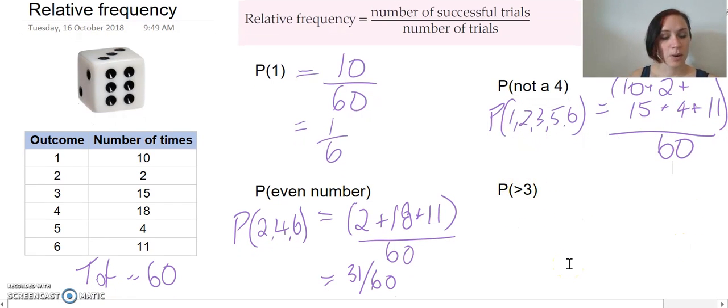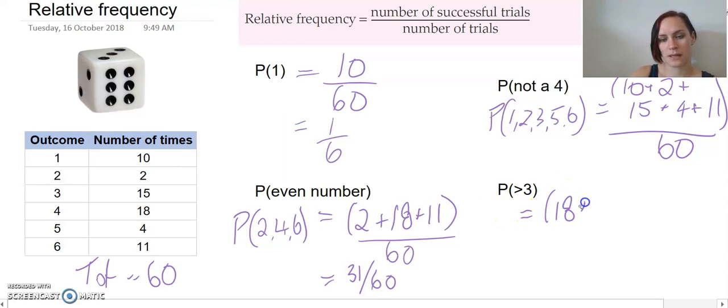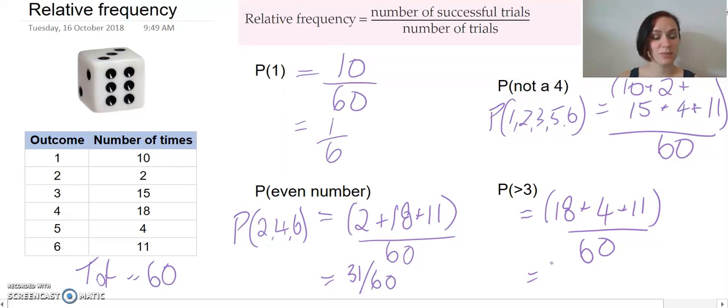And we're looking at now the probability of getting a number over 3. Remember, that does not include 3. Okay, 3 is not bigger than 3. So in this case, we'd have to identify all of the successful trials that fit that condition over 3. And we know that that would be the 4, the 5, and the 6. So they would be the ones we'd be adding together. So we're looking at 18 plus 4 plus 11, all over 60 there, and you can finish that off on your calculator and get it to its simplest form.